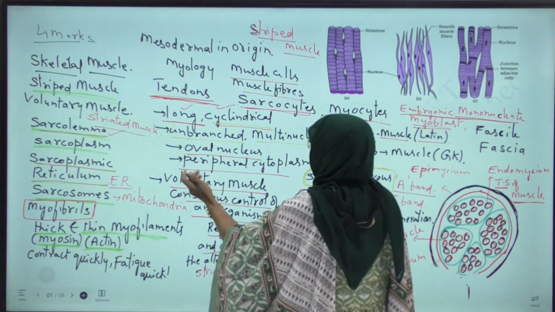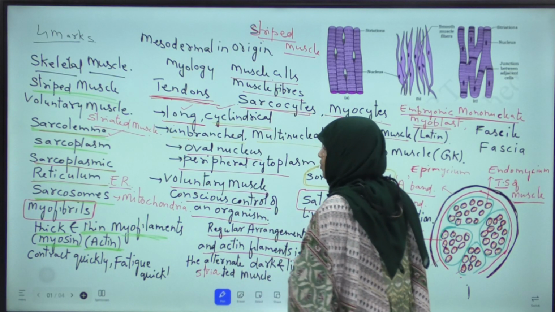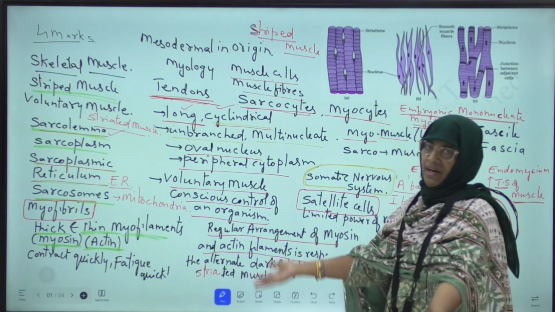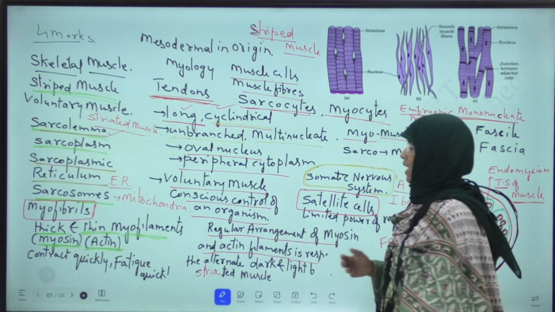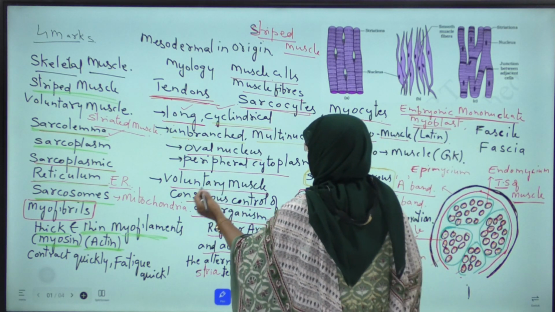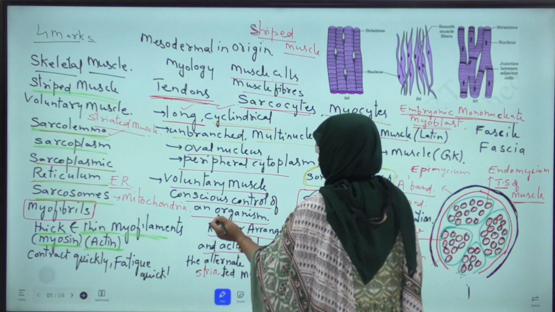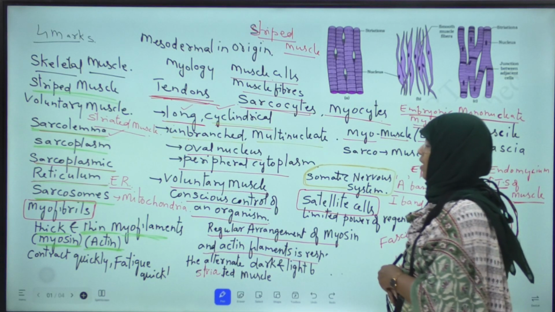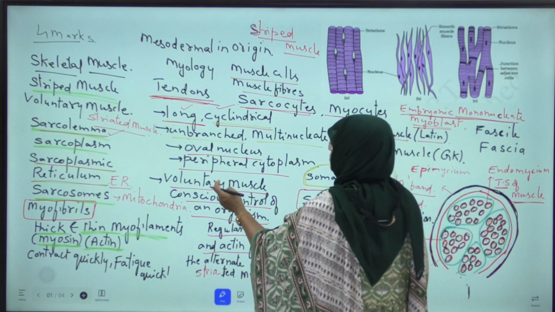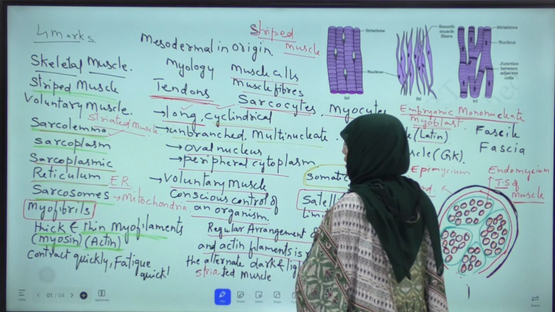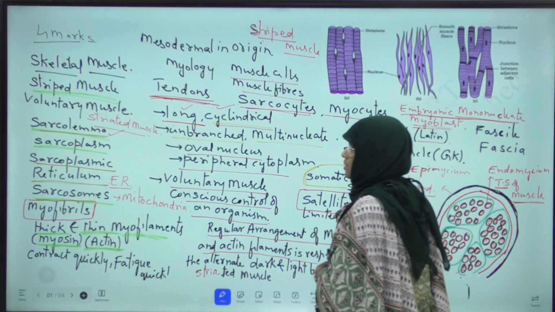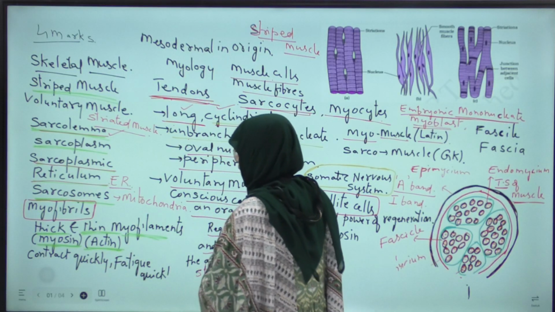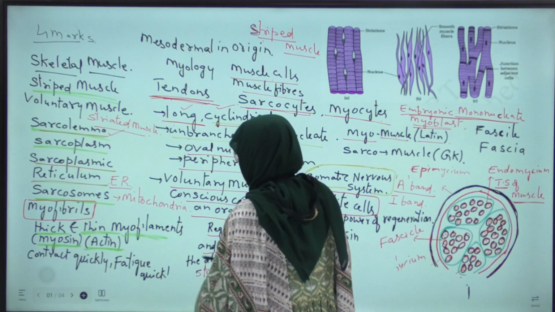The skeletal muscles are voluntary in function. They are found attached to our skeletal system. They are under the conscious control of the organism. Hence, this muscle is called voluntary muscle. These voluntary muscles contract quickly and fatigue quickly.